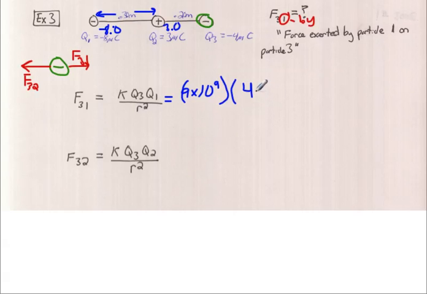So we've got 4 microcoulombs. So 4 times 10 to the negative 6, right? Micro means a millionth.